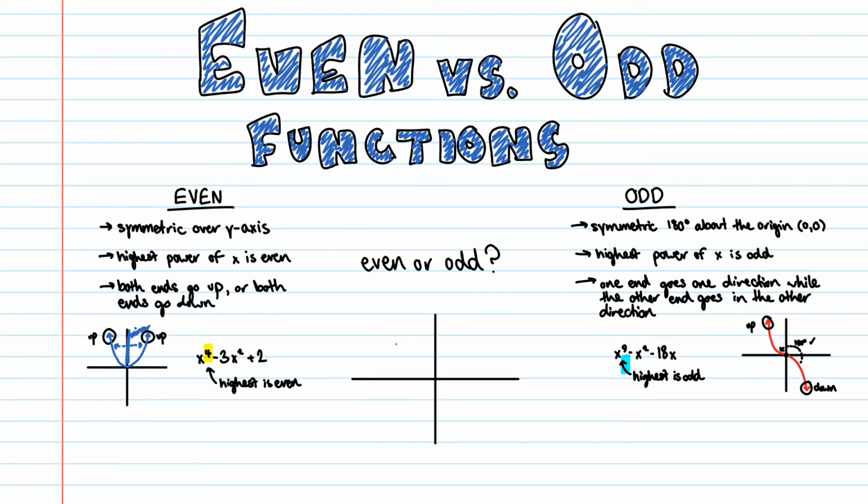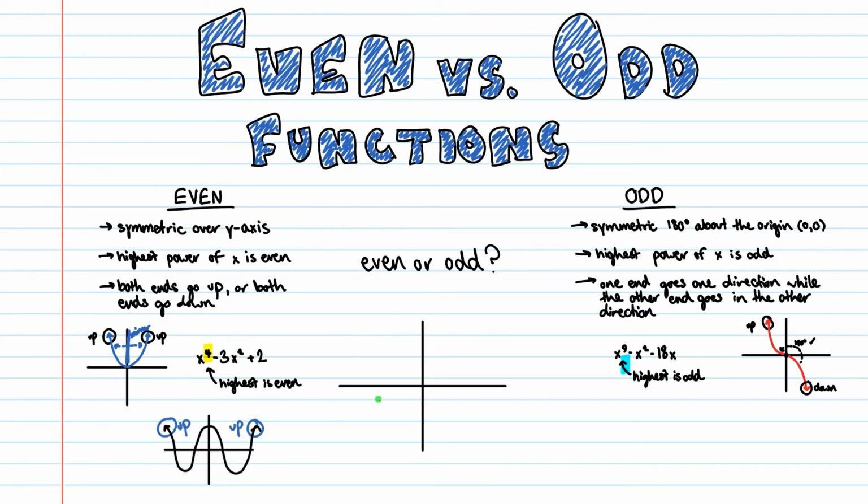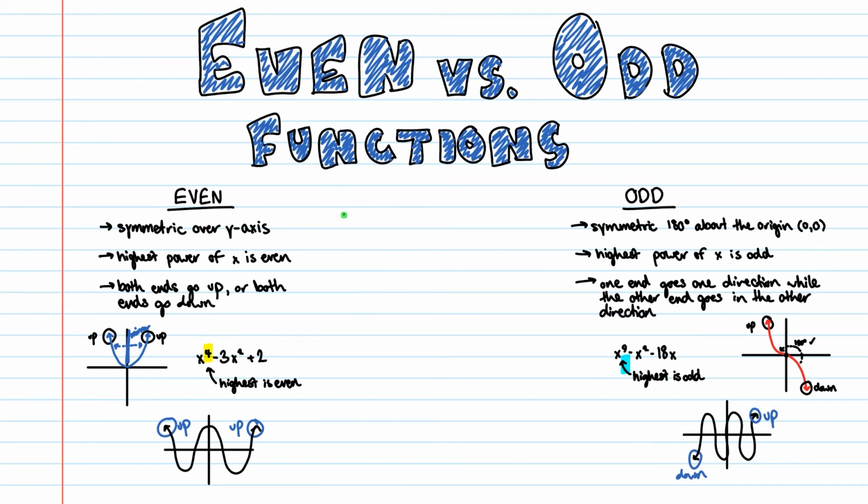Go back to some more graphs here. I'll make a slightly more challenging one. What do we have here? Even or odd? Both ends increase, so it's going to be an even function. Now I'm getting a little carried away with all these loops, but again, just to show you this fundamental concept. If one end goes the opposite way of another end, it's going to be an odd function.